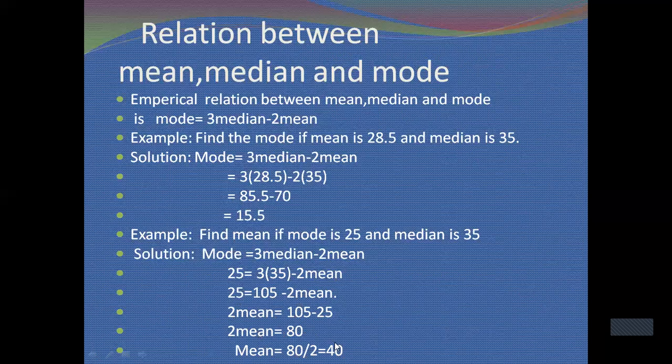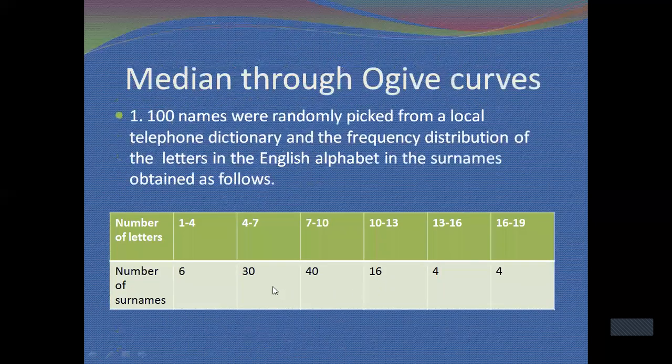So children, the empirical relation between mean, median and mode formula is what? Mode is equal to 3 median minus 2 mean. Now, see that question, how to draw both ogive curves.